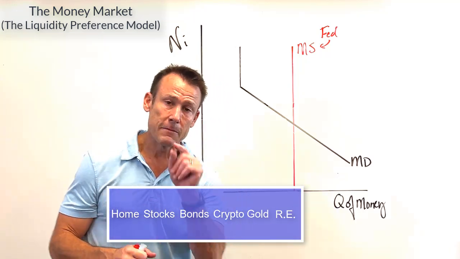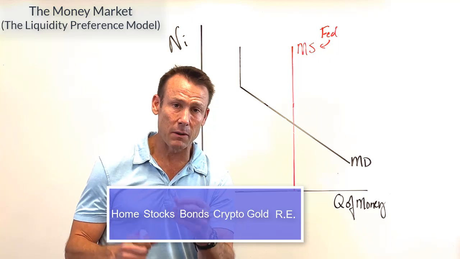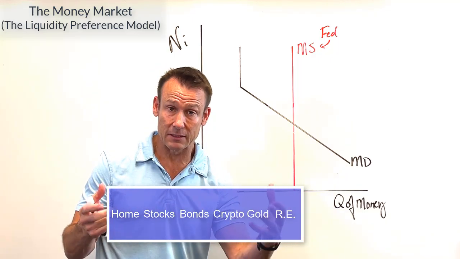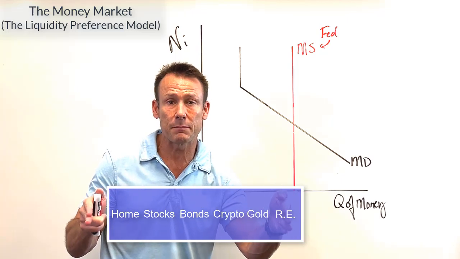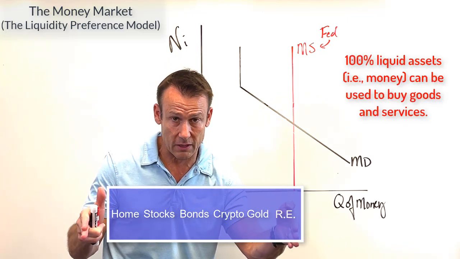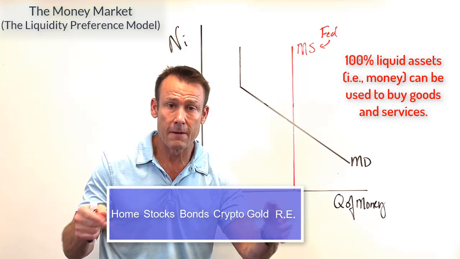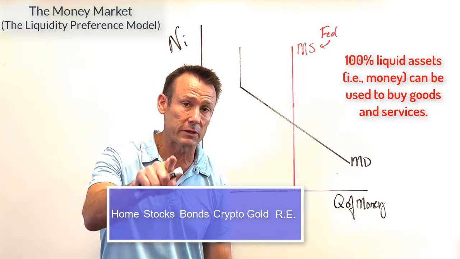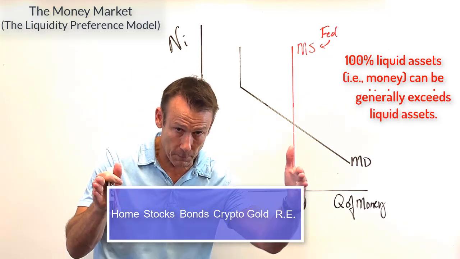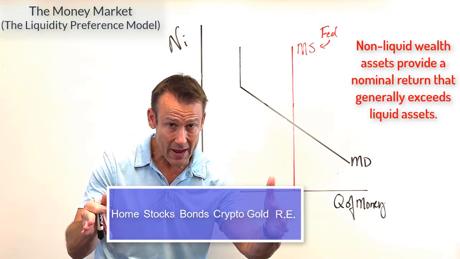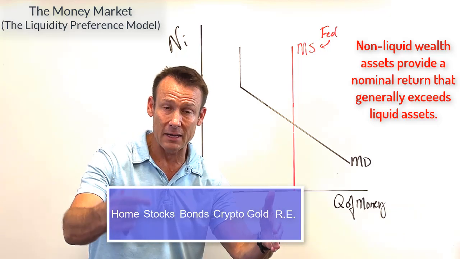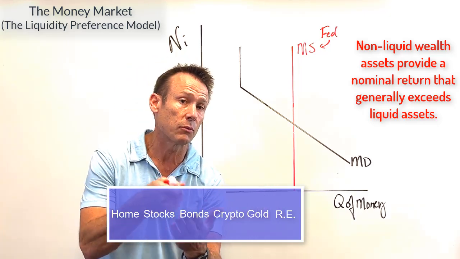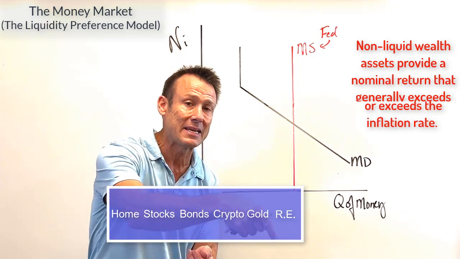The downside of these non-liquid wealth assets is they're not liquid, meaning they cannot be used to buy goods and services, okay? The good side to these wealth assets is they provide a nominal return, and that's key, okay? So the positive of these other wealth assets is they provide a positive nominal return. In fact, a nominal return that generally keeps up with inflation if it doesn't exceed inflation.